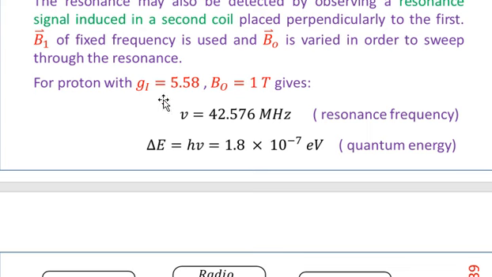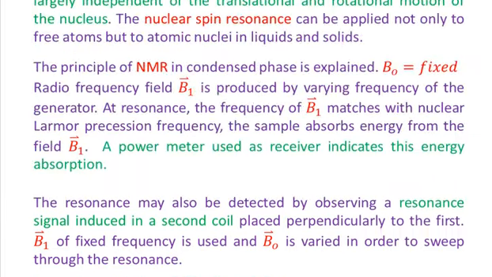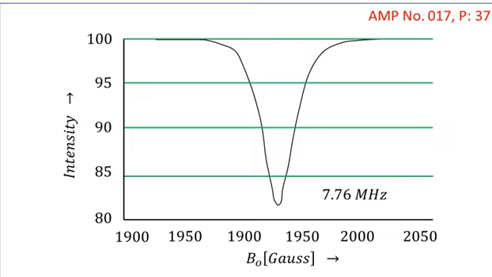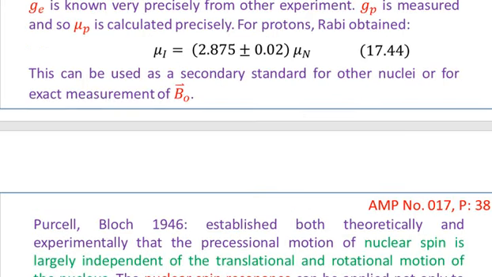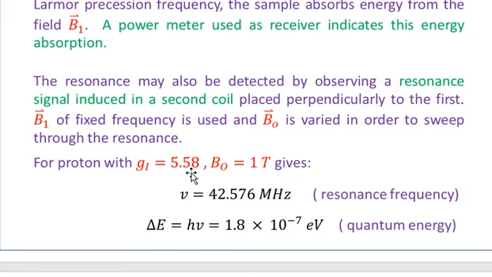So for a proton with g_I equal to 5.58 and B naught equal to 1 Tesla, you get the frequency equal to 42.576 megahertz. This is the resonance frequency of the sample, and the sample that we are discussing is actually the fullerene nuclei. For these fullerene nuclei, we have the value of g_I equal to 5.58, the magnetic field that we are applying is B naught equal to 1 Tesla, and the resonance frequency that we have measured is 42.576 megahertz.